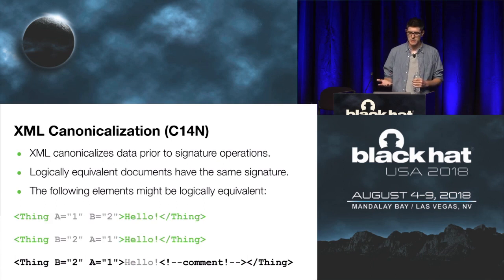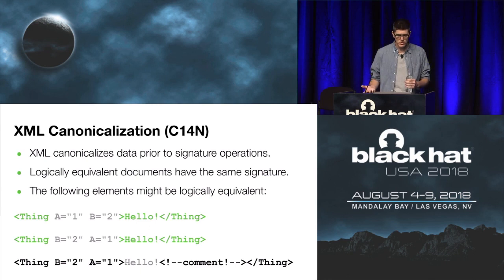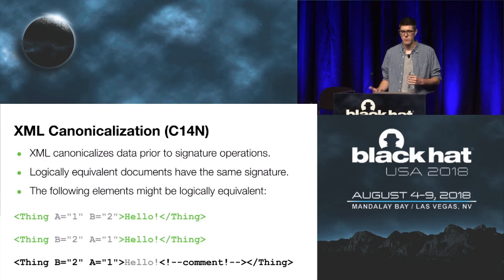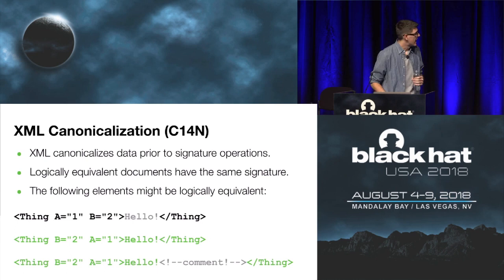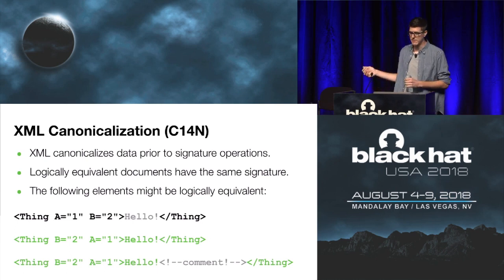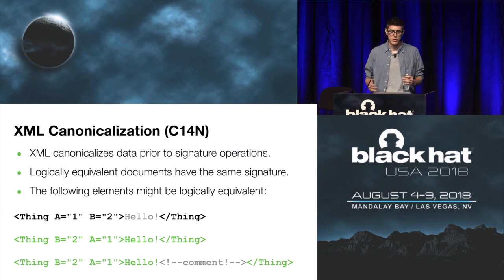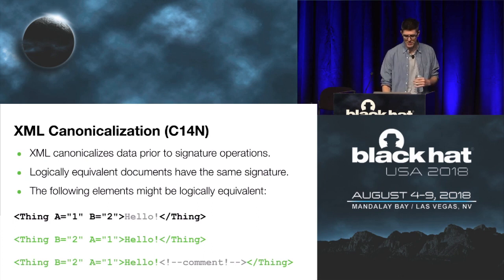A demonstration of C14N can be seen in these XML documents that I've included in the slide. The first two are quite similar, aside from their attribute ordering being reversed. These two documents have the same canonical form because they have the same logical meaning and would therefore have the same XML signature. The last two documents are also quite similar, except for the comment included in the last document. So the last two documents could have the same canonical form, but it depends on the canonicalization algorithm.